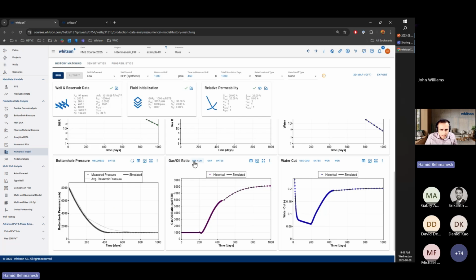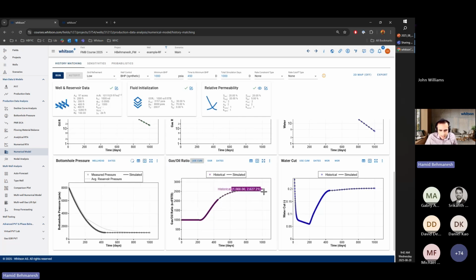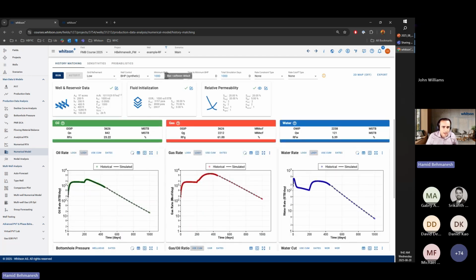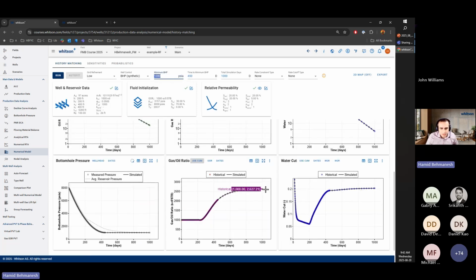I want you to click on use cumulative, and once you do so, you see at 1000 days I'm getting 2627 SCF per STB. So we're going to keep this number in mind, 2627, and you see the bottom hole pressure I ran is 1000. So these are the only two pieces of information: 1000, 2627.